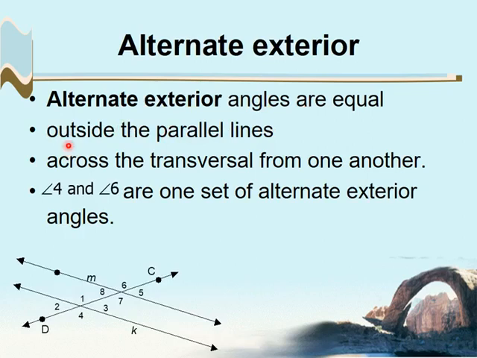Alternate exterior. Alternate exterior angles are equal outside the parallel lines, across the transversal from one another. Angle 4 and angle 6. Now check. Angle 4 and angle 6 are one set of alternate exterior angles.